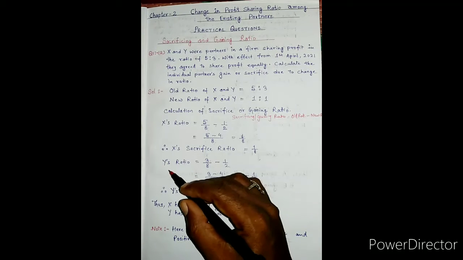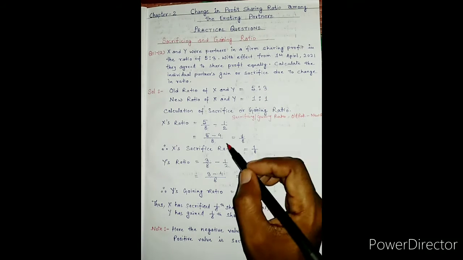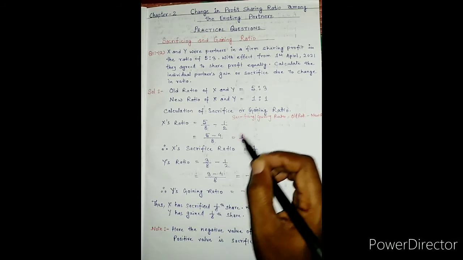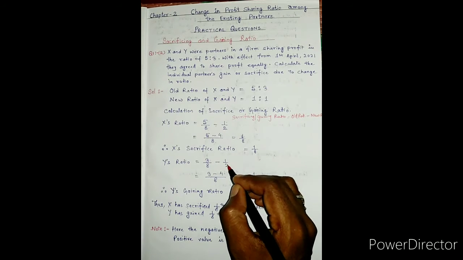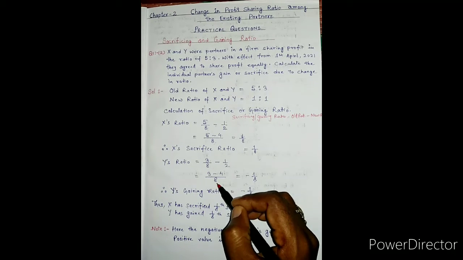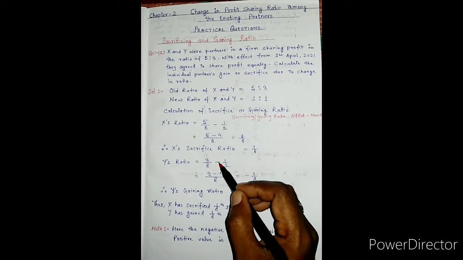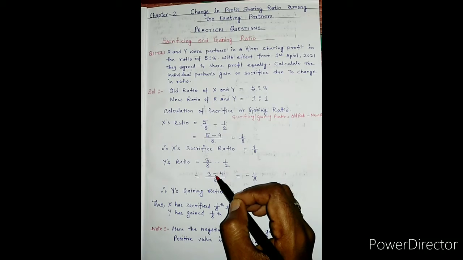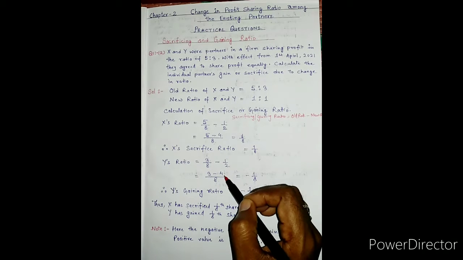Same way for Y's ratio. This is the old ratio of Y, 3/8, and the new ratio is 1/2. So old ratio minus new ratio. Take out the LCM of 8 and 2, we get LCM 8. Divide 8 by 8, you get 1, multiply 1 with 3, we get 3. Now put the sign of subtraction here. Divide 8 by 2, we get 4, multiply 4 with 1, we get 4.